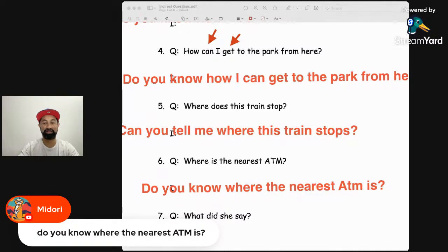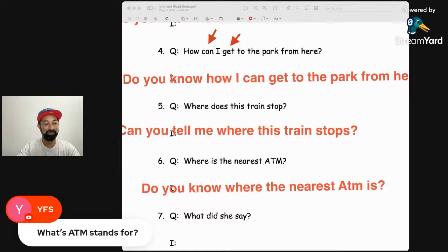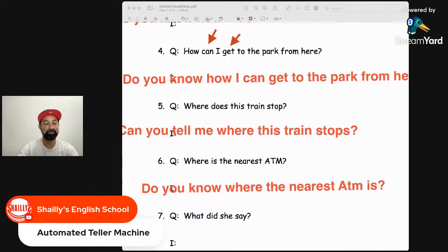Perfect. YFS has a question. What does ATM stand for? ATM stands for automated teller machine. Now, does anybody know what a teller is? Automated, I think everybody knows. It just means it's automatic. Machine is machine. What's a teller?